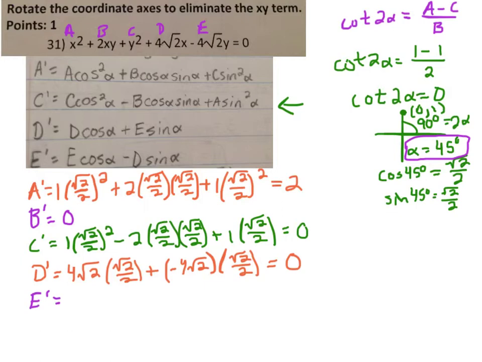E prime equals E, which is negative 4 square roots of 2, times cosine, which is square root of 2 over 2, minus D, which was positive 4 square roots of 2, times sine, which is square root of 2 over 2. So this gives us negative 8. Hang on. Yeah, negative 8, because the square root of 2 times square root of 2 over 2 is going to go away, basically. So we just have negative 4 minus 4, which is negative 8. So now we know all our coefficients. We just need to plug them in with our primes.